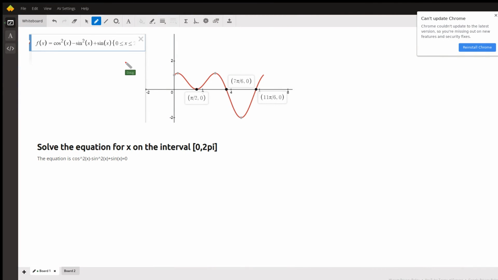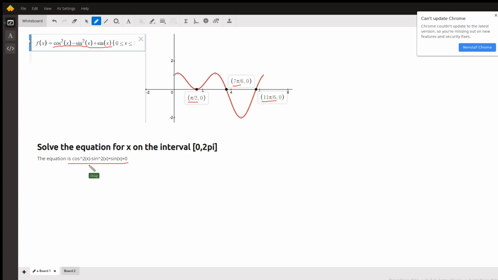Okay, here's a graph that kind of indicates what our solutions are going to be. This was the original equation, set equal to 0. So if we graph that as a function and ask the question, when does that function cross the x-axis? The answer is that's where the y value will equal 0: pi over 2, 7 pi over 6, 11 pi over 6. Question is, how do you do that algebraically? How do you solve this equation algebraically?